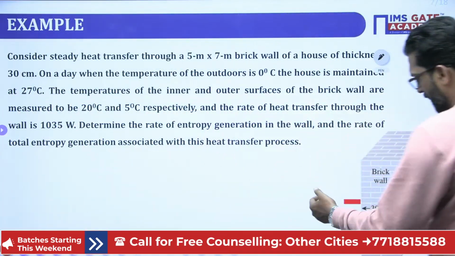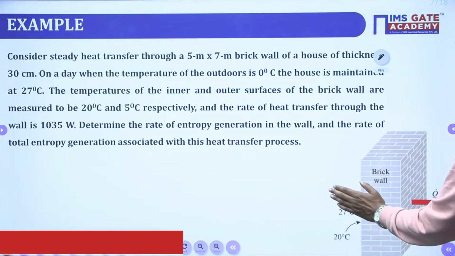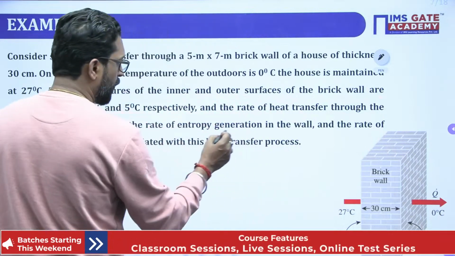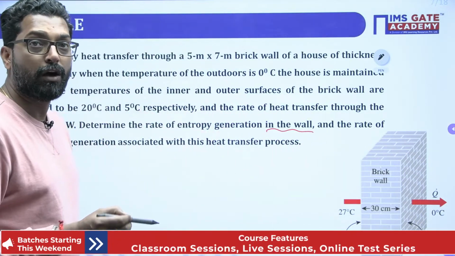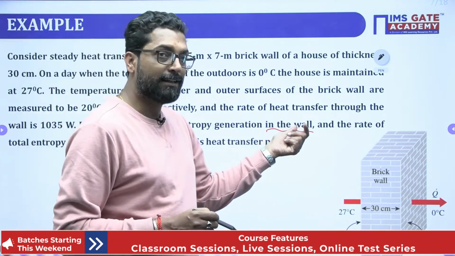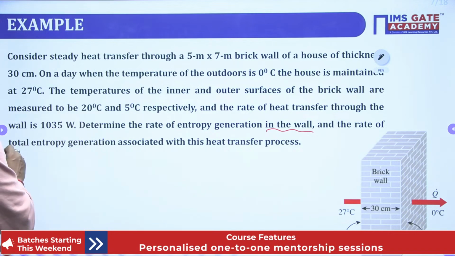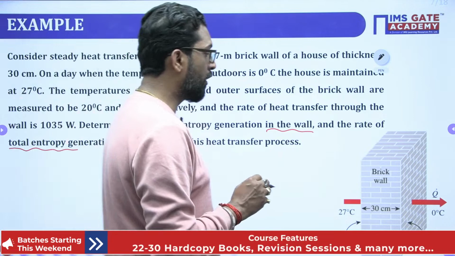That is the bricks, and there is a transfer of heat from this surface to this surface, and we have already determined the rate of entropy generation in the wall. That means what is the entropy generation in the wall? This is an internal entropy generation, and for the rate of the total entropy generation, you have to put the temperature of the surroundings.